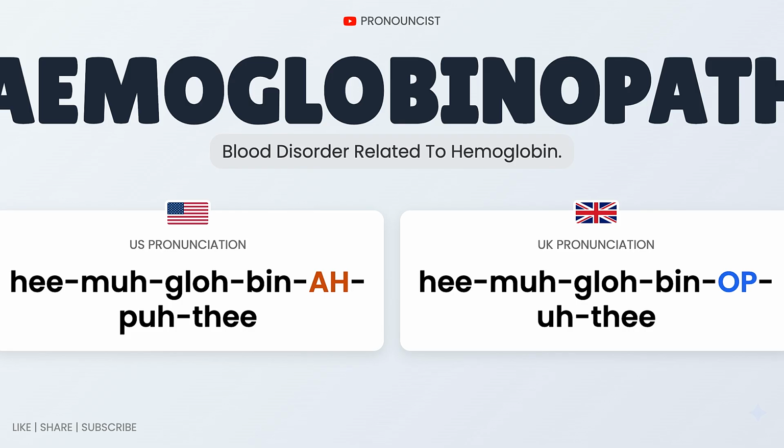Hemoglobinopathy. Now, read the syllables of British pronunciation shown on the screen naturally. He, m, gl, bin, op, the. Hemoglobinopathy.